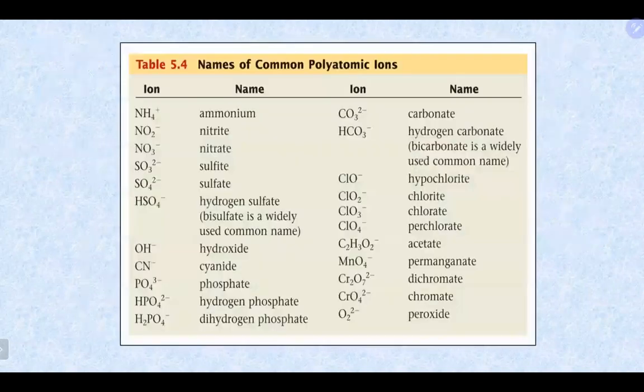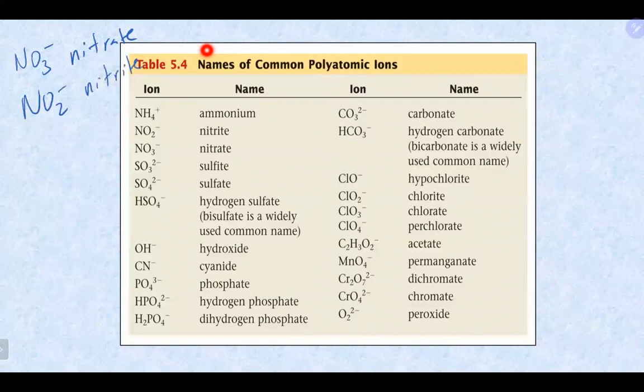Here's a table of some polyatomic ions. I think there's one up on Canvas as well. But you do need to know these, and there is a way to help you learn them. Most polyatomic ions will either end in ate or ite. So for example, you have NO3-, which is nitrate, ATE. NO2-, which is nitrite, ITE. If you look at something like SO4 2-, that is sulfate, ATE.